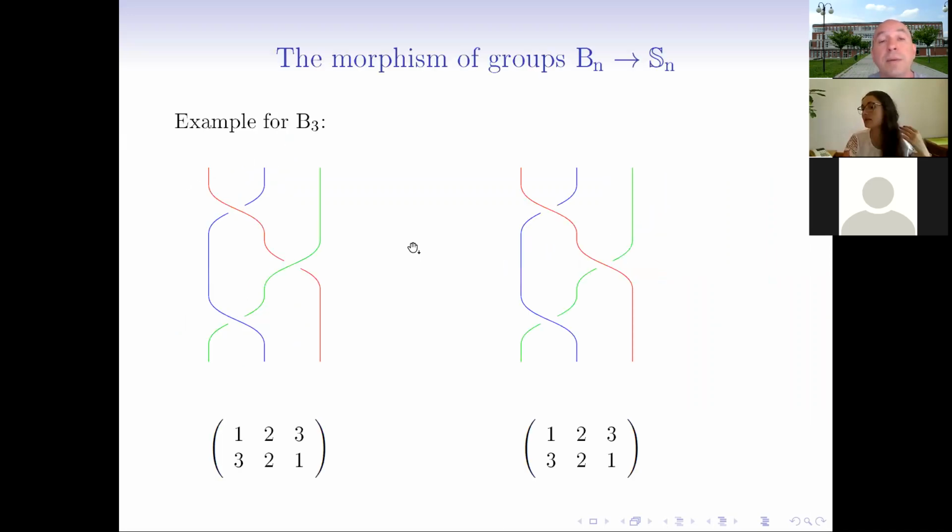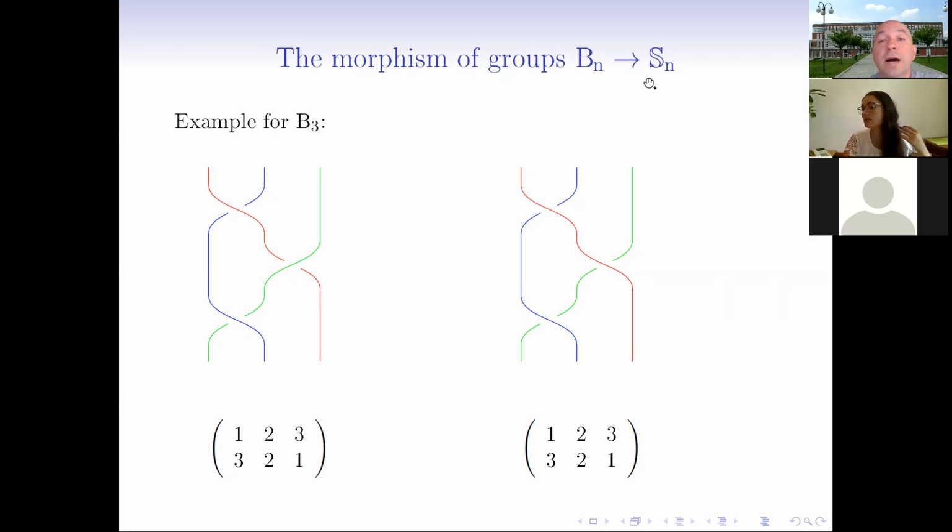So let me show the example for B3. There's a morphism of groups from Bn to the symmetric group of the same order. And you see that for any braid, we take the starting points, which are colored red, blue, and green, and obtain the ending points, which are again colored green, blue, and red, but in a different order. So in this case, 1, 2, 3 goes to 3, 2, 1. And this produces some permutation. Obviously, we can produce any permutation. So this map from Bn to Sn is surjective.